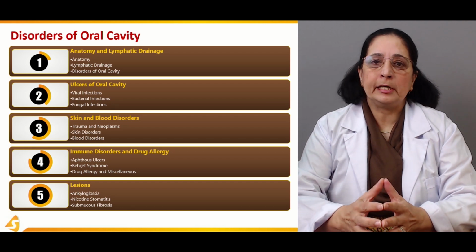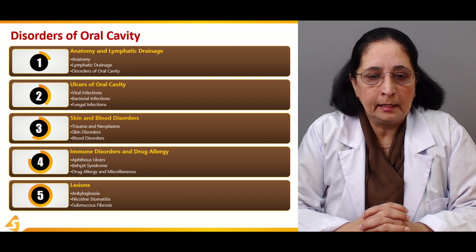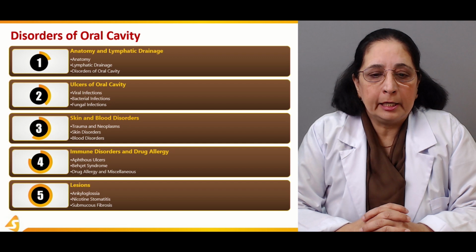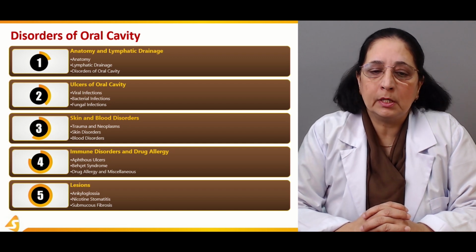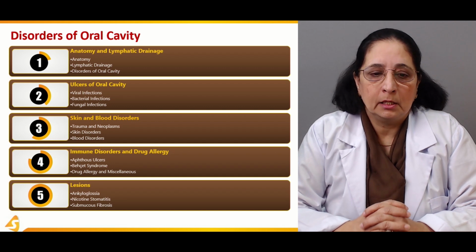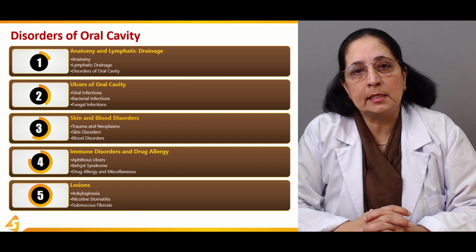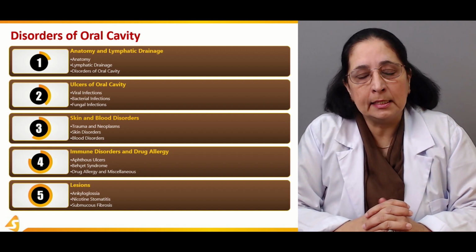Then in the fifth section, we will talk about the lesions like ankyloglossia, nicotine stomatitis, and also submucous fibrosis. So all these conditions we will discuss in our today's lecture topic, disorders of the oral cavity.